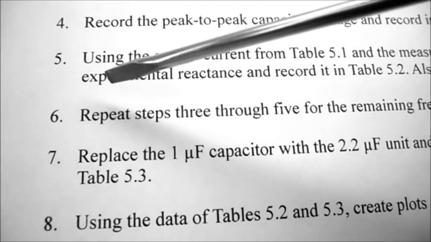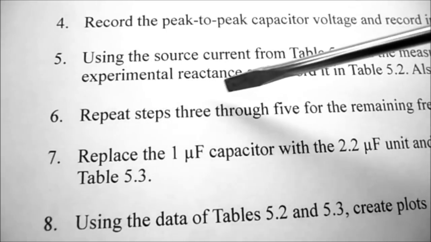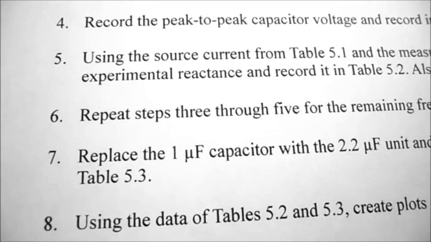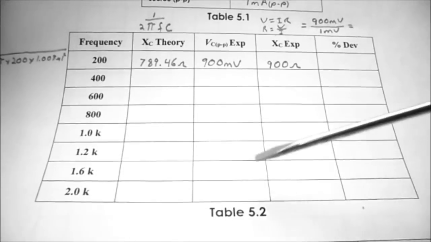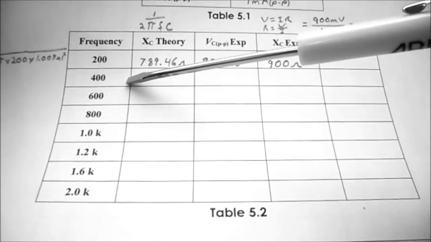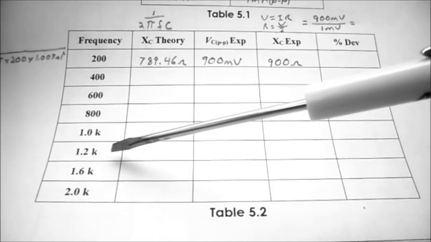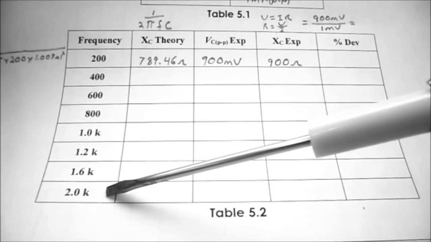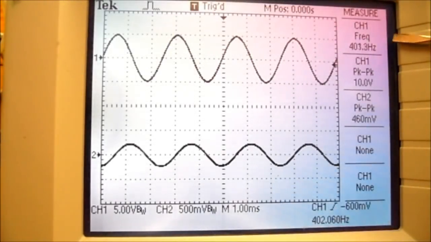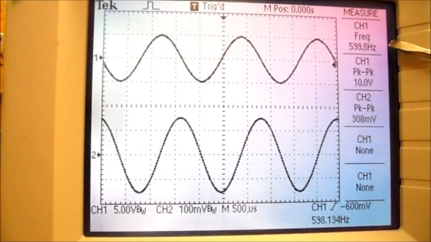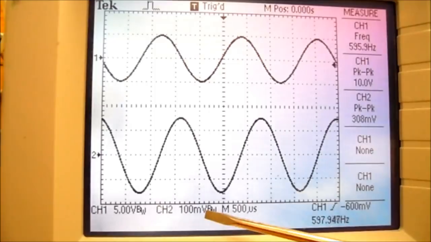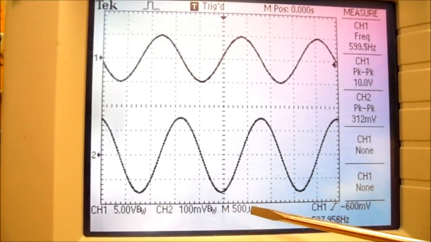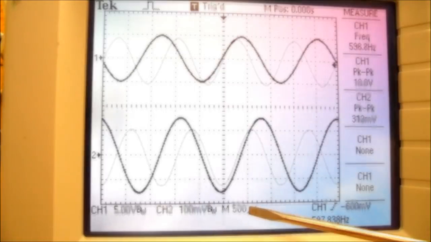Under step 6 of the procedure, we're going to repeat steps 3 through 5 for the remaining frequencies of table 5.2. So in table 5.2, we're going to go from 200, 400, 600, 800, 1000, 1.2K, 1.6K, and 2K. At 400 hertz, channel 2 is at 460 millivolts. At 600 hertz, you can see the voltage across the capacitor is 308 millivolts.